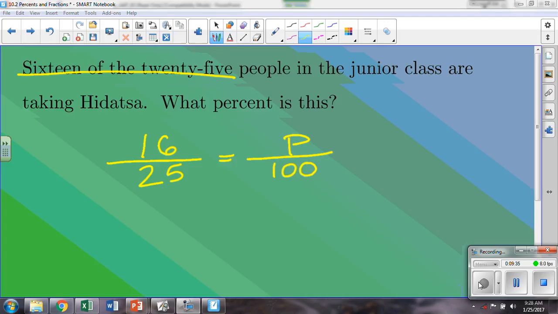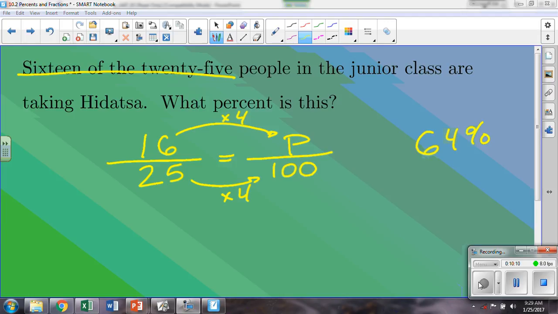So how do you want to solve the proportion? I think this is one where we could use the equivalent rates pretty quickly. What do you multiply by to turn 25 into 100? Times 4. So 16 times 4, doing the same thing in our numerator. 16 times 4 equals 64. So there we go. 64% of the junior class is taking Hidatsa.